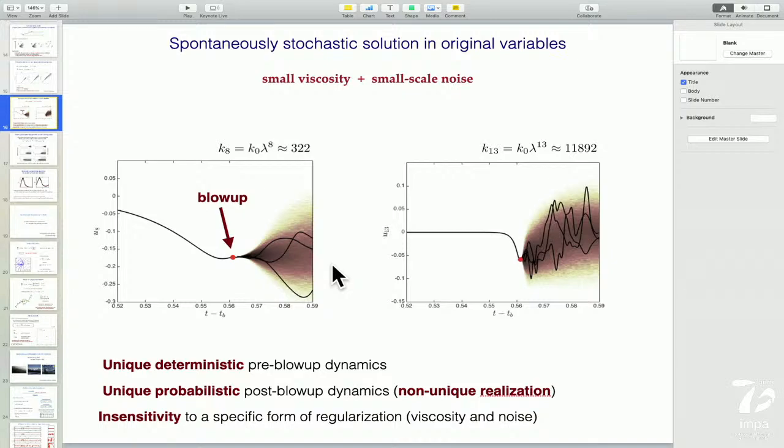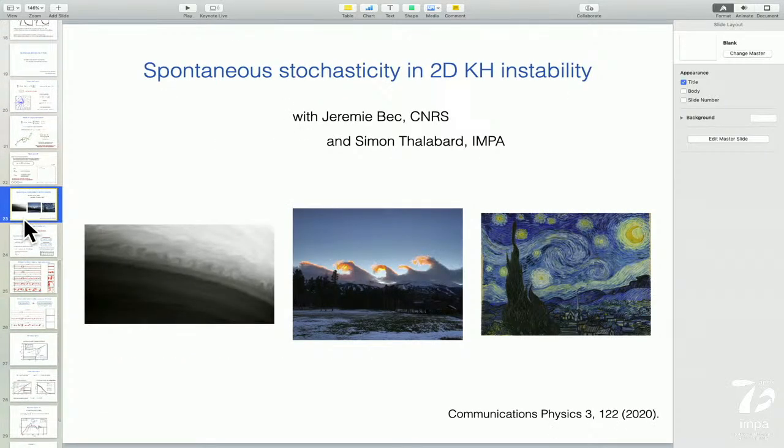So somehow noise is just a procedure to select a solution. But this selection is very rigid. It's not sensitive to how you make it. So somehow the original system already knew what the probabilistic distribution would be. It knew it, and this way of regularization with noise is just the way to recover this information. Some rather interesting fact.